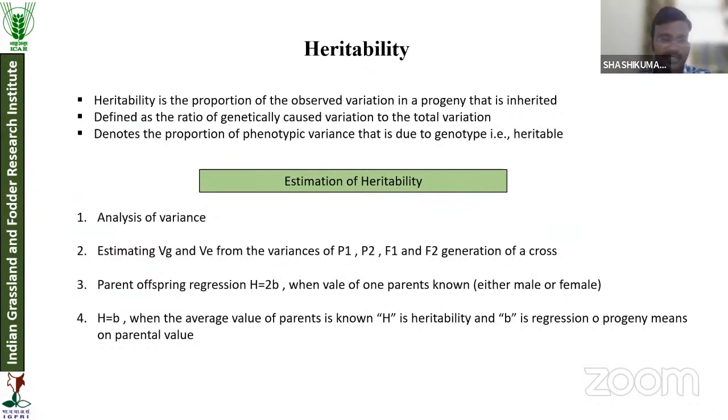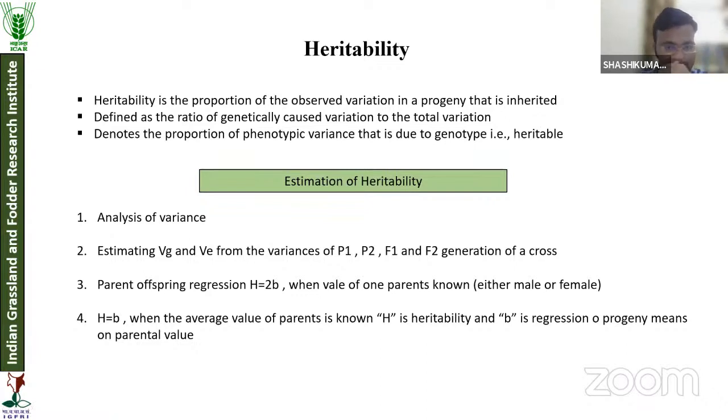Now comes to heritability. Heritability is very important in the breeding program. The trait which has higher heritability will respond to selection. The trait can be transferred through generation over the generations. So heritability is the proportion of observed variation in the progeny that is inherited, or it can simply be a ratio of genotypic variance to the phenotypic variance.